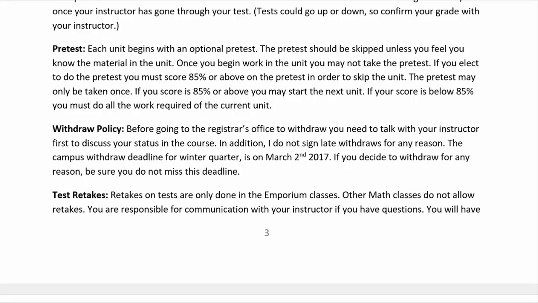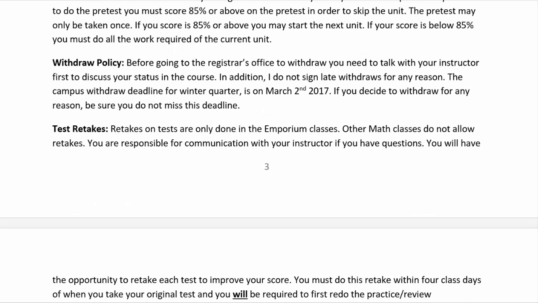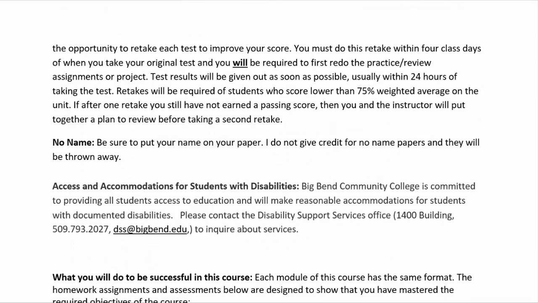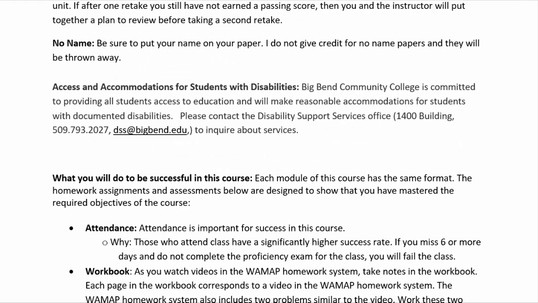Make sure your name is on your paperwork and that you clearly mark your problems on your test. If you turn in a test or homework without a name on it, it will not be graded and it will be thrown away. We do have accommodations for students with disabilities, and you need to let your instructor know about this within the first week of classes. We also have contact information for disability student services.